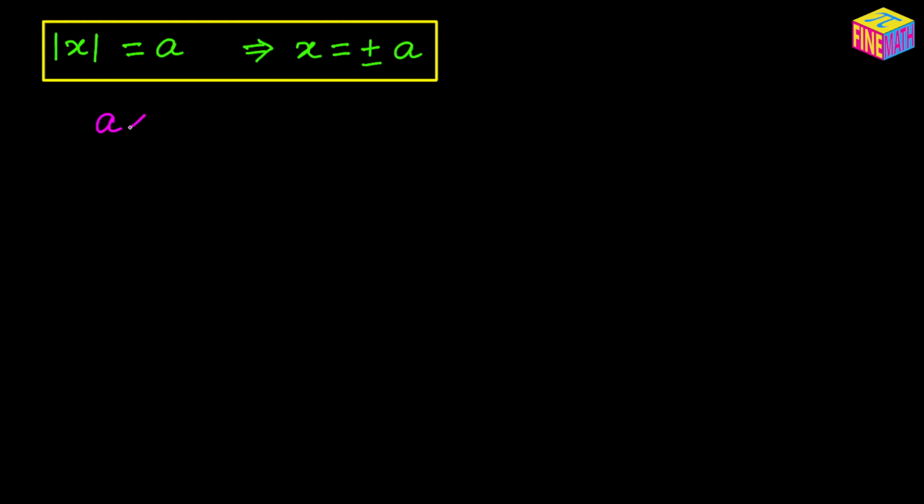Let me make a quick note here: if a is negative, that would mean this equation has no solution, because modulus of any real number never gives us a negative value. If somebody asks, can you solve this, you can easily say that this has no solution, because modulus of any real number can never be a negative number. It always has to be either 0 or positive. That's exactly what I'm trying to say here. If a is a negative number, then obviously this equation has no solution. Now, if a is not negative, then yes, it has a solution.